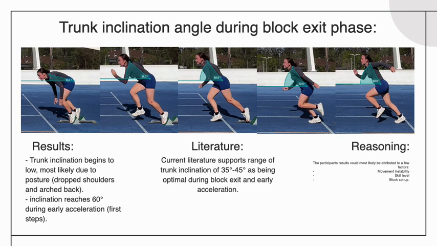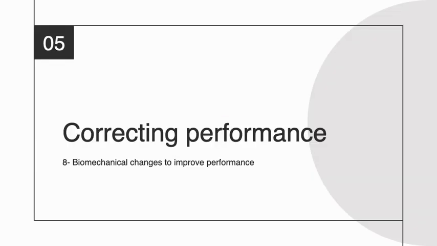Remember, the literature stipulated around 35 to 45 degrees as optimal. One of the reasons why this could have happened is that, as we saw beforehand, we had a bit of a swing motion exiting the block, which could have caused an upshift imbalance and would have caused the athlete to overcorrect their motion. Here are a few strategies on how we could correct these factors.